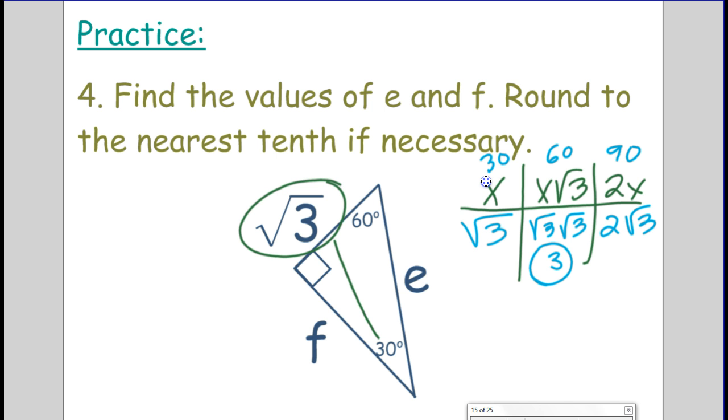So this is 30. This is across from 60. This is across from 90. All right. So what is F? What's F? 3. Because look, it's in the 60 column. F is 3. What's E? 90. 2 root 3. Well, it's diagonal to that triangle.